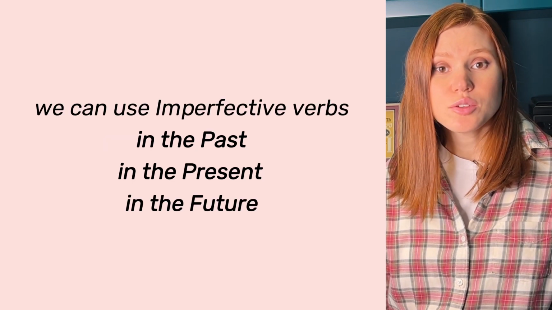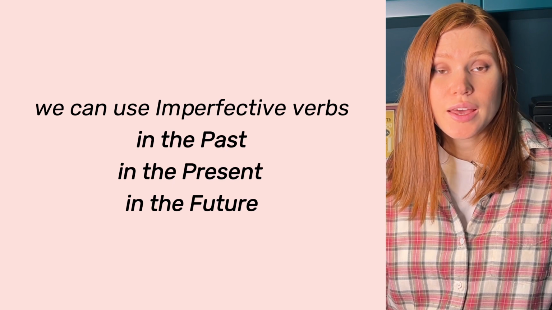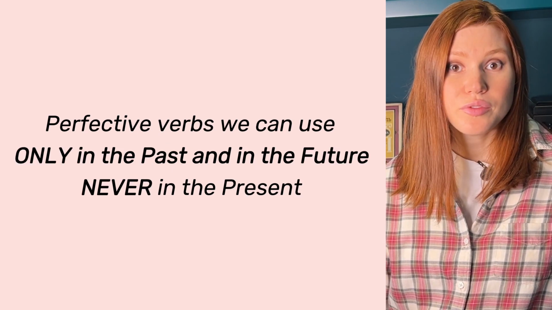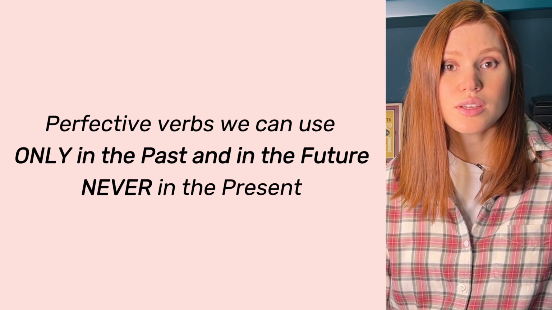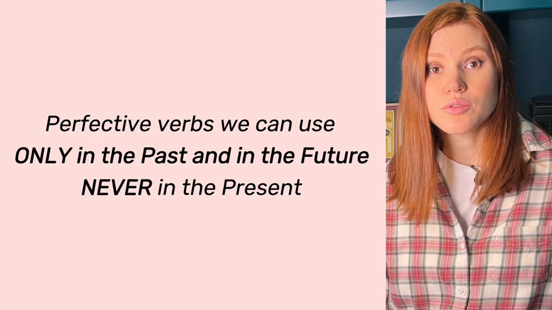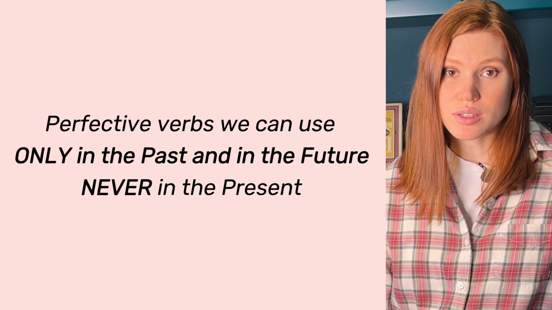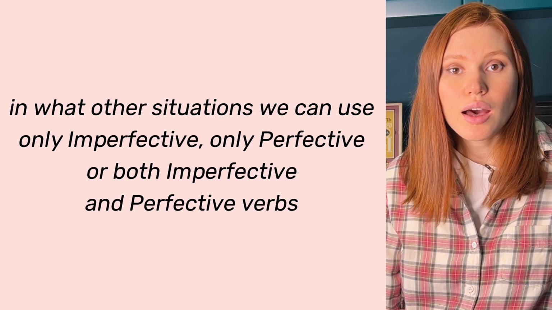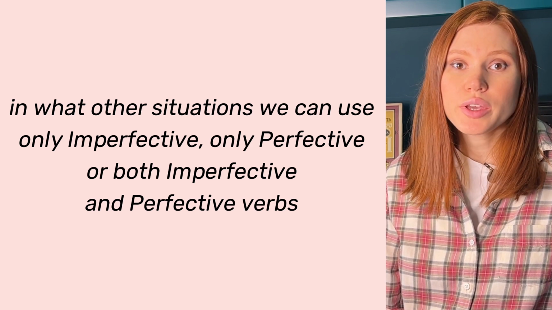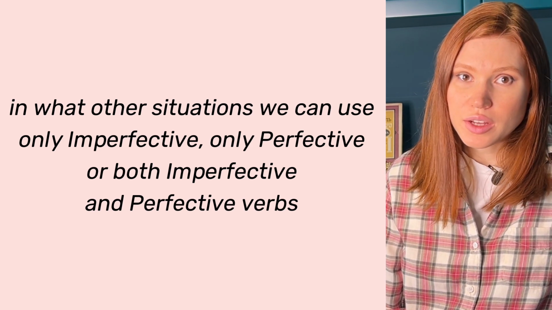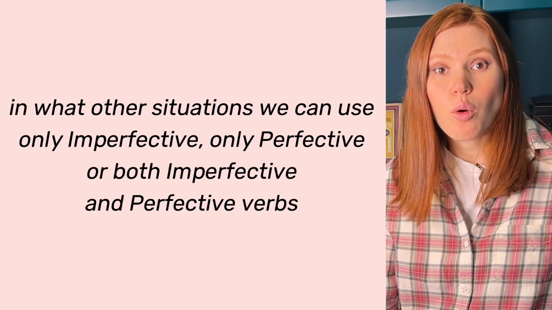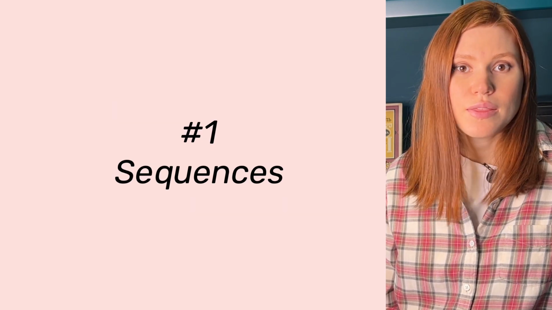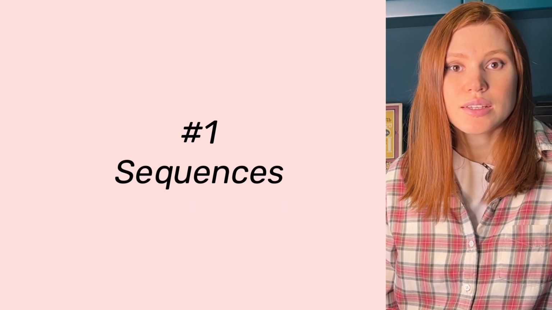Also, we can use imperfective verbs in the past, in the present, and in the future. And perfective verbs we can use only in the past or in the future, never in present. Okay, so today let's see in what other situations we can use only imperfective, only perfective, or both imperfective and perfective verbs. The first situation, sequences.